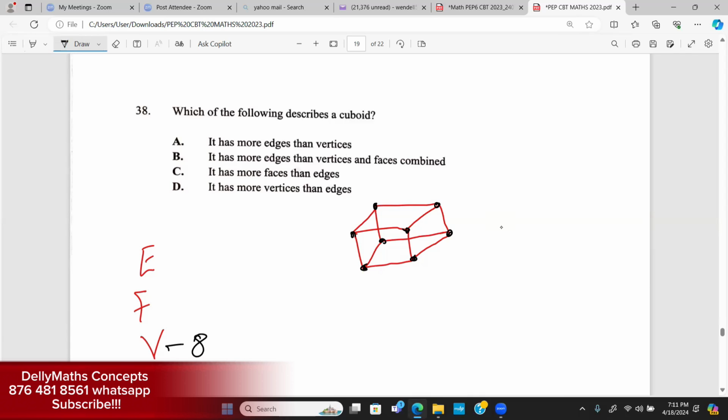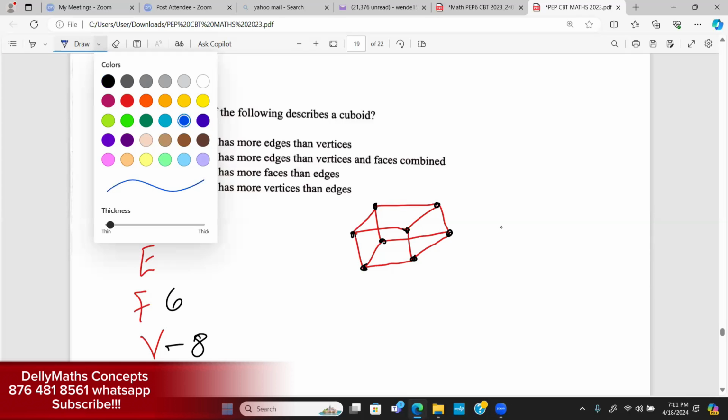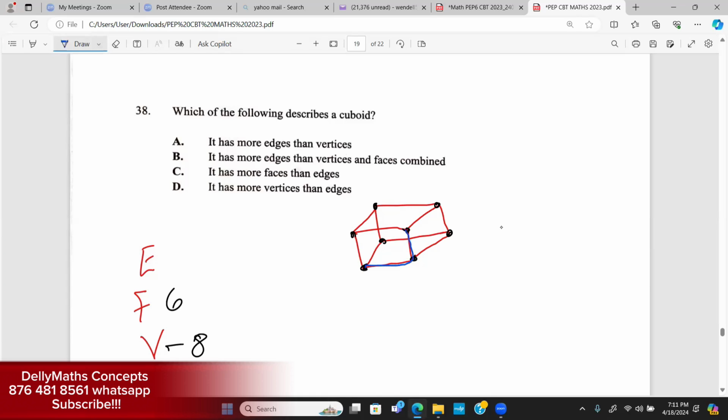In terms of edges, all right, so we know it has 6 faces already. In terms of edges, I'm going to try to use a blue. So you could see 1, 2, 3, 4, 5, 6, 7, 8, 9, 10, 11, 12. So it has 12 edges. So with that now, you could answer the question. It has more edges than vertices.